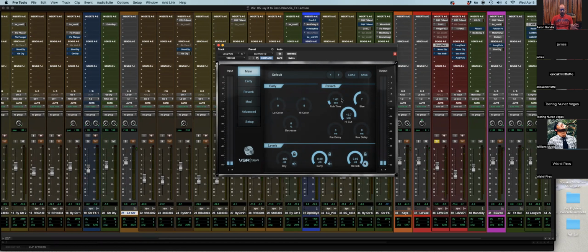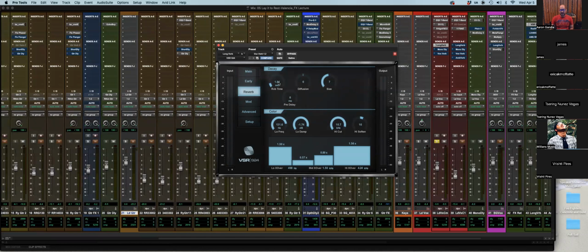Okay. Let's go through the parameters for reverb. Reverb time. And where can we go from here? I know you felt it, I felt it too. Well, I think I know I do. But I need you to know it too.